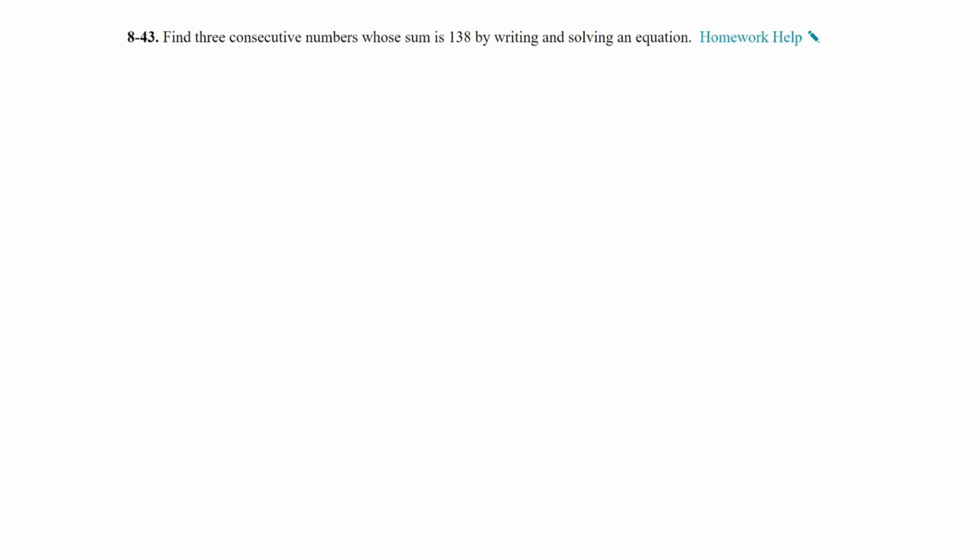Question 43, find three consecutive numbers whose sum is 138 by writing and solving an equation. Now, because it says by writing and solving an equation, we need to figure out how to write the equation. Otherwise, we could just guess and check our way through this one. So we're going to have to write some let statements here. We want x to equal the first number of our three consecutive numbers. So we're looking for three consecutive numbers.